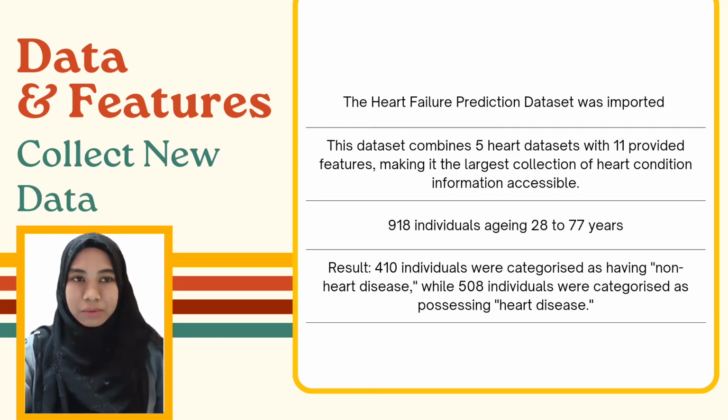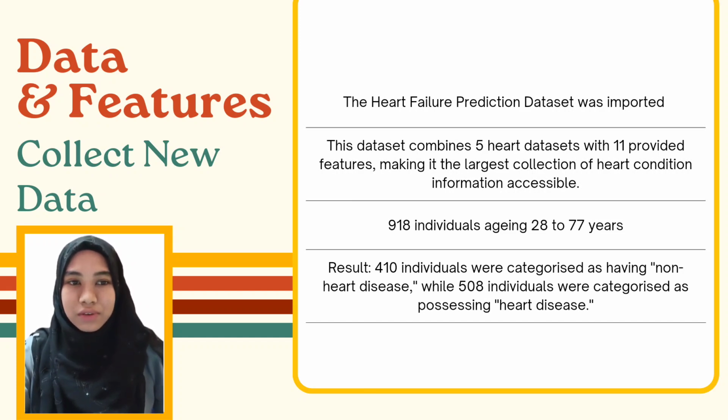Next, the heart failure prediction dataset was imported. This dataset combined 5 heart datasets with 11 provided features, making it the largest collection of heart condition information accessible. 980 individuals aged from 28 up to 77 years. Result: 410 individuals were categorized as having non-heart disease, while 508 individuals were categorized as having heart disease.